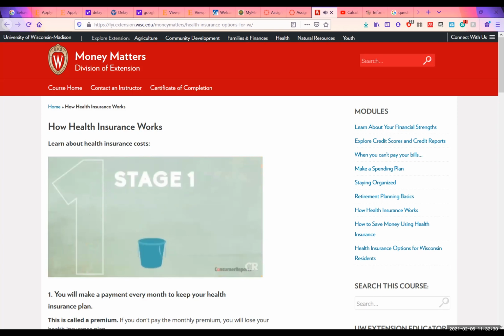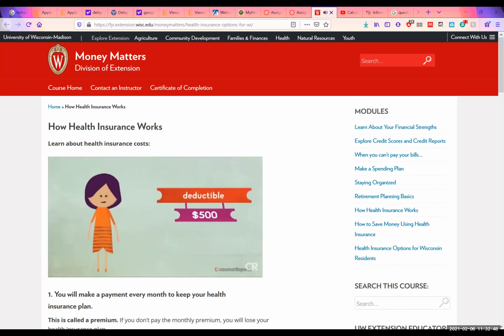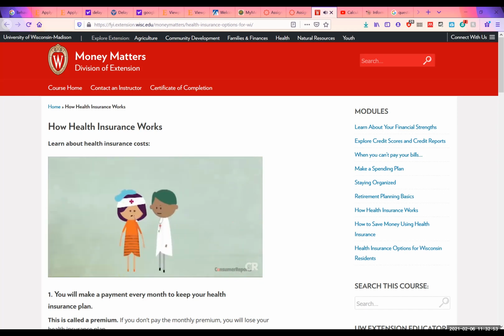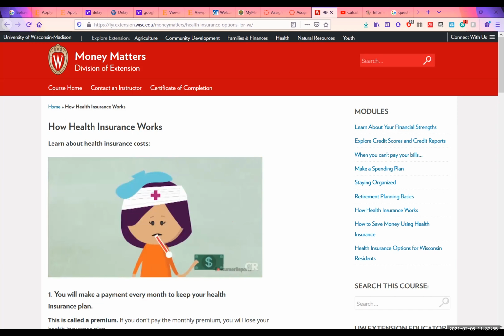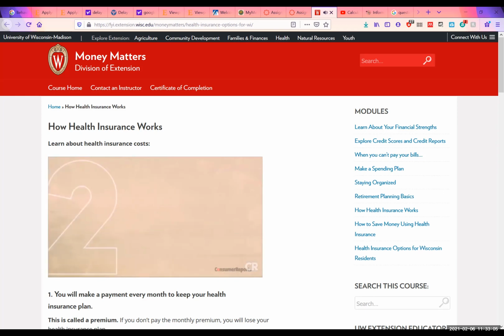In the first stage, at the beginning of the year, you pay for most of your health care until you reach your deductible. Remember that word? Deductible. A deductible is the amount of money you have to pay for your care before the insurance company will share the costs. So let's say your deductible is $500. That means almost every time you get health services, you will pay for all those services until you've paid a total of $500. It's like you're filling up a bucket.